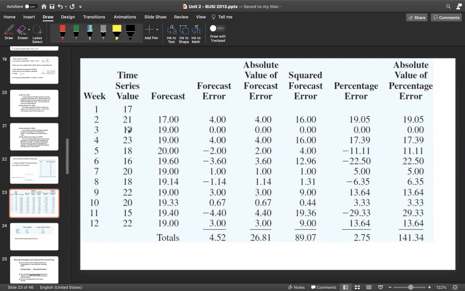The first one, by the way, is going to be with no forecast. For the second one, we just put the first one over. This is some sort of rule that we consider here. For the third one, we take the average. Fourth one, average so far. And we just continue and go over.